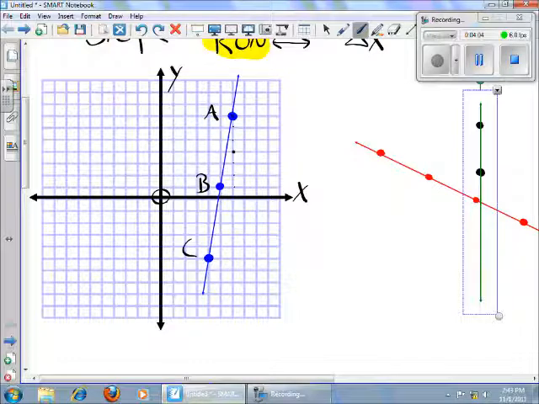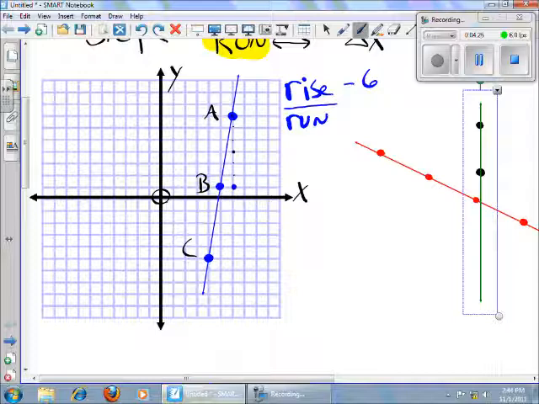Therefore, for the blue line, my rise number is -6. Why is it negative? Because I counted down. Had I started from B going to A, I would have counted up, and I would have got a +6. My run number: well, I counted down 6, and I'm right here, so now I need to count back 1 to B, which gives me a -1. So my slope is -6 over -1, but a better answer would be 6 over 1.